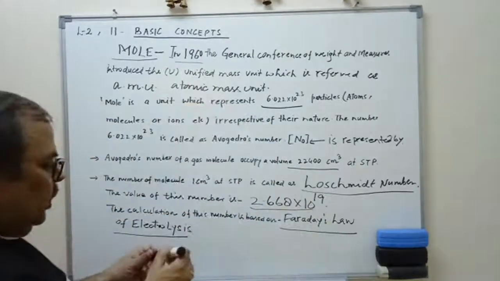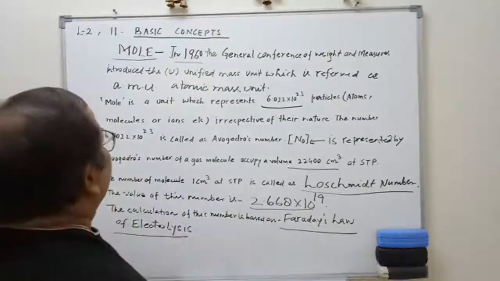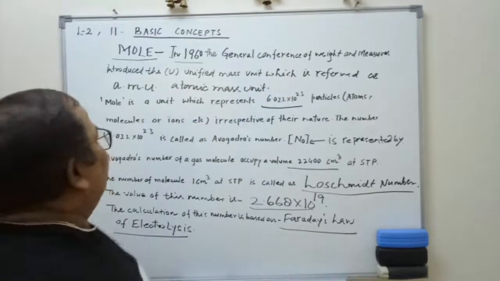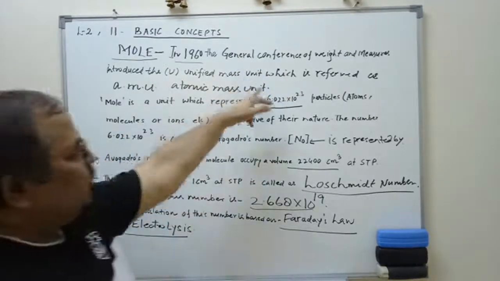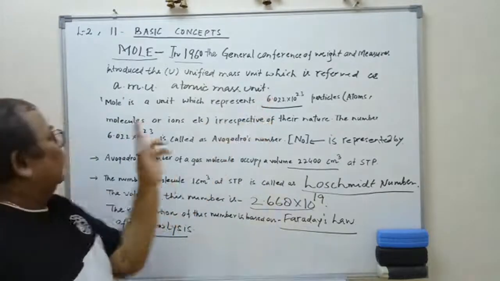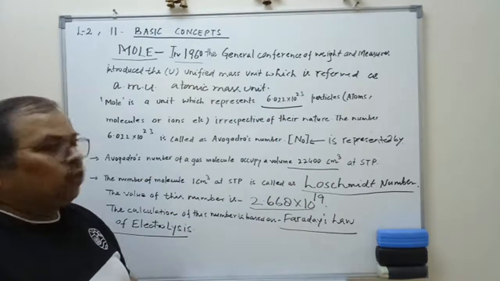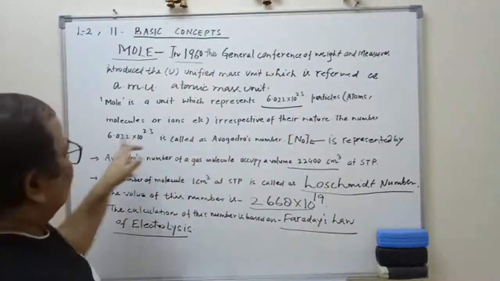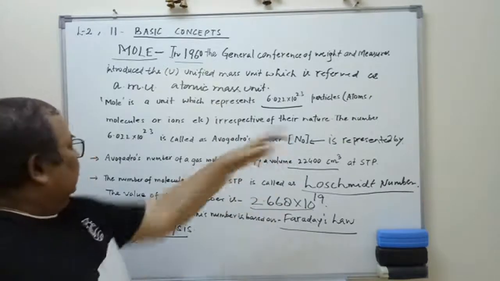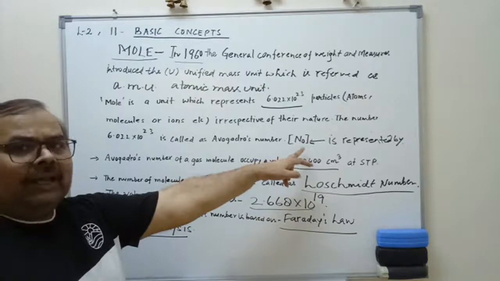Now see, we are going to repeat this from the very start. You must understand this mole concept. In 1960, the General Conference of Weights and Measures introduced the unified mass unit, which is referred to as AMU, atomic mass unit. Now, mole is a unit which represents 6.022 into 10 to the power 23 particles, atoms, molecules, or ions, etc., irrespective of their nature. This number is called the Avogadro number, represented by N0.